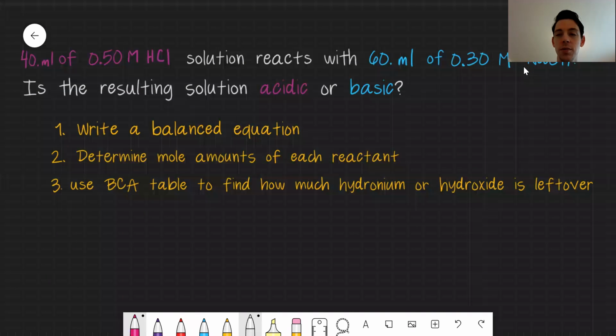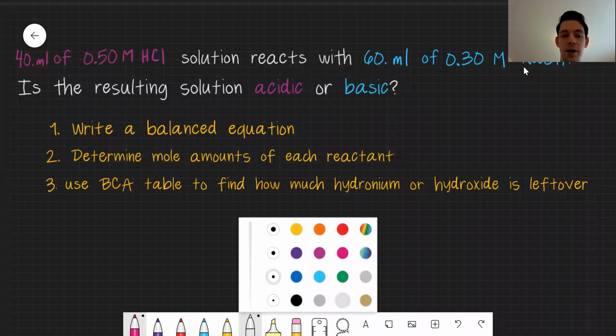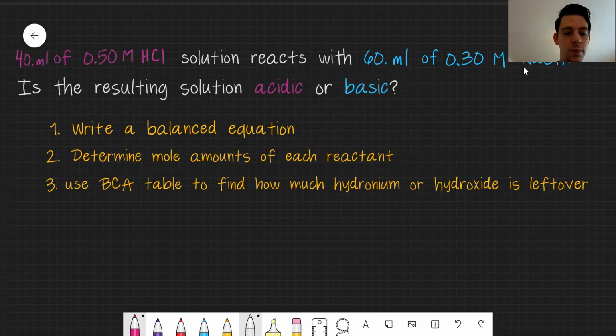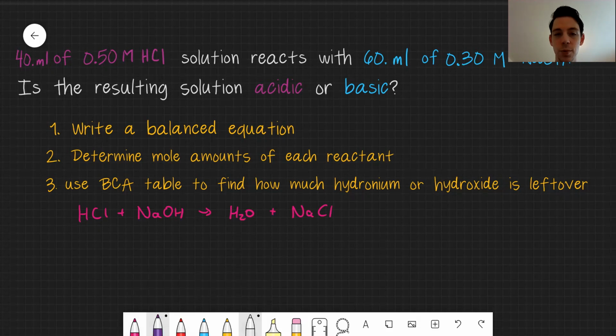Okay, so I like to start all chemistry problems that involve reactions with a balanced equation. This is going to be HCl plus NaOH, standard hydroxide with acid to form water and a salt. Make sure that it is balanced, which it is, 1-to-1 ratio. Okay, next we want to determine the mole amounts of each reactant. So we're going to use moles equals concentration times volume.